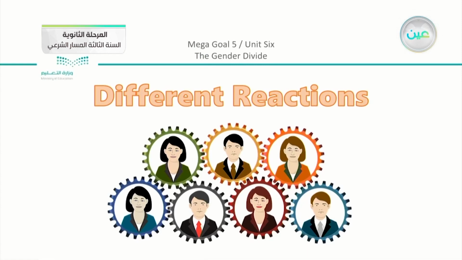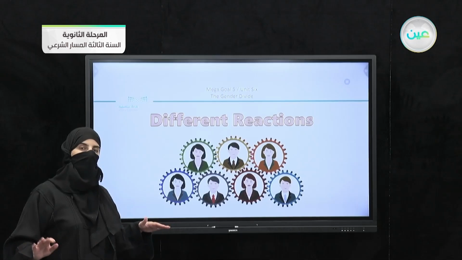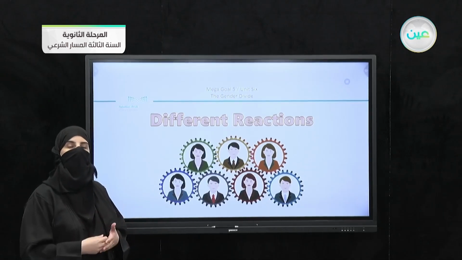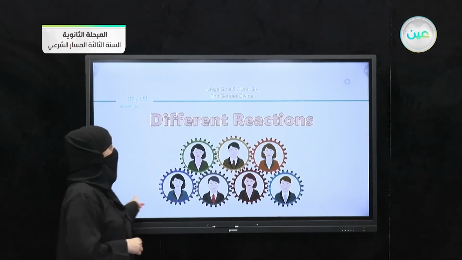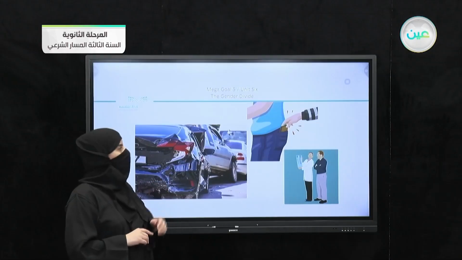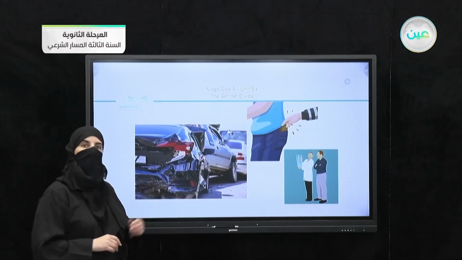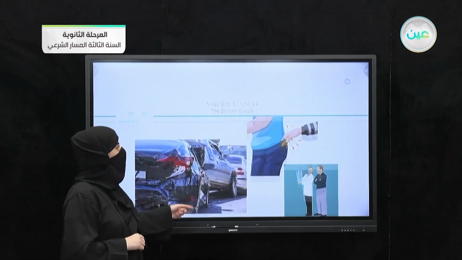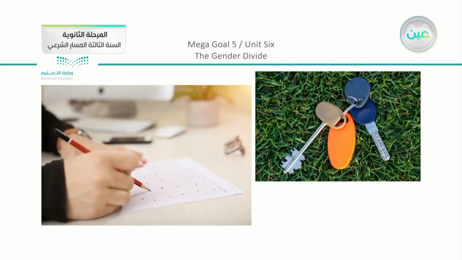Basically, because we are talking about different genders in the unit, we have also different reactions for people. So how would you react? We have here different situations. How would you react to them? Let's say, for example, that we have here a car accident or a crash. Someone stole your wallet, a very important appointment. We can see also losing keys or having an exam. Now, people do have different reactions for these situations or incidents.